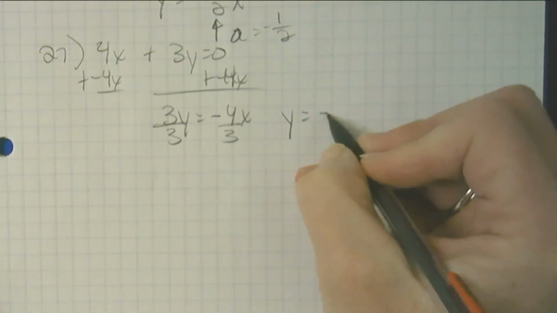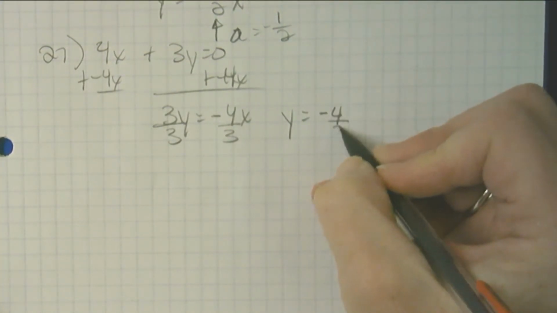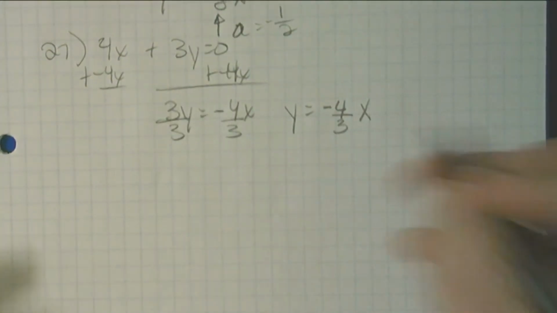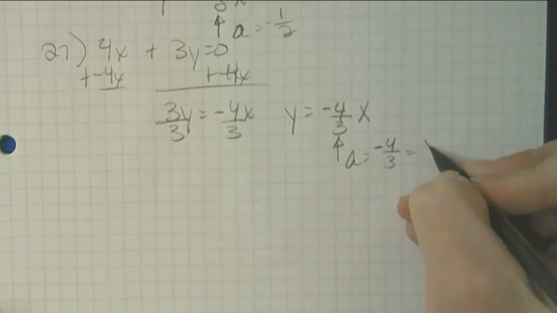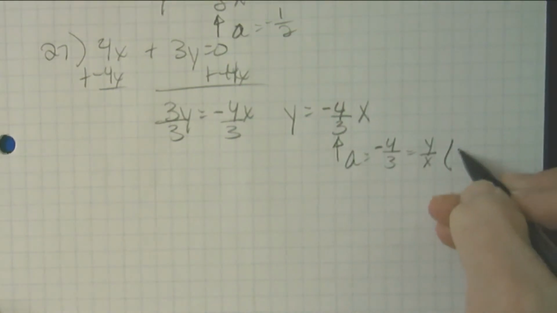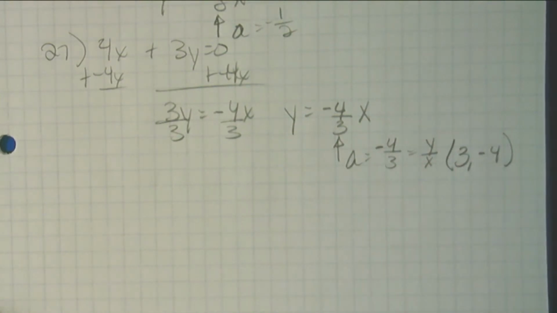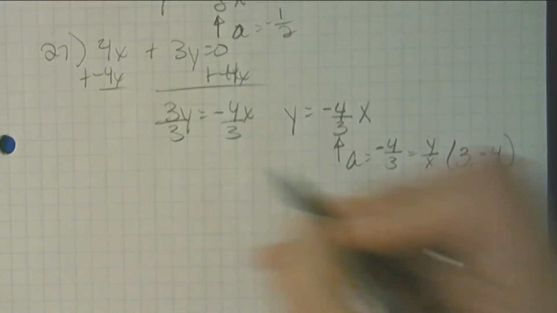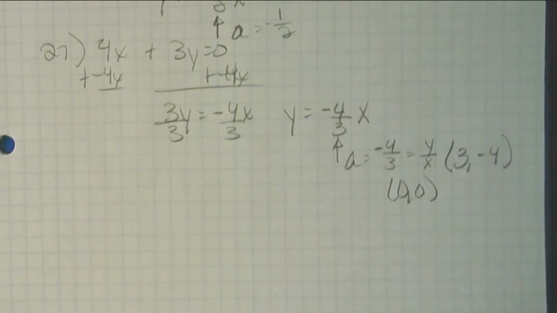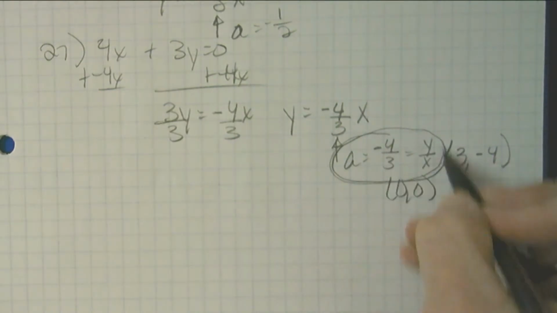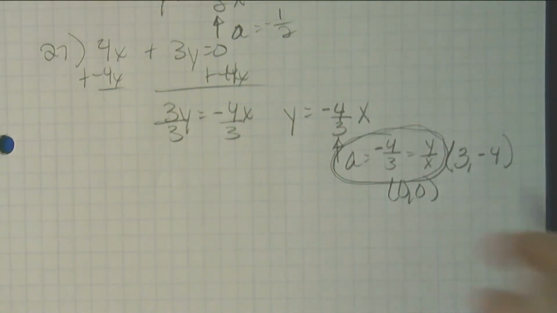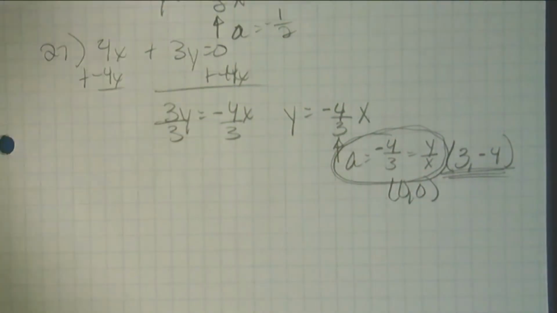So y is equal to negative 4/3 times x. All right, my a value is negative 4/3. Remember, this is y over x. So this actually gives me the coordinate point 3, negative 4. And we already know that it goes through 0, 0. So there are my 2 points, and I would just graph those. So the important part was for you to remember, a is equal to y over x. And that literally gives me that first coordinate point. Are you cool with that?